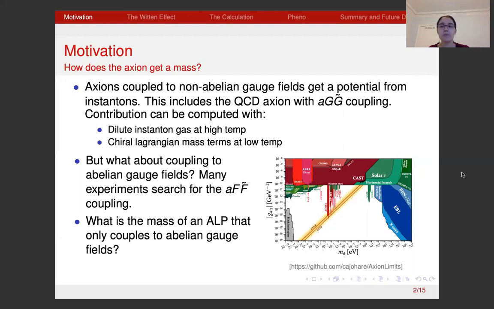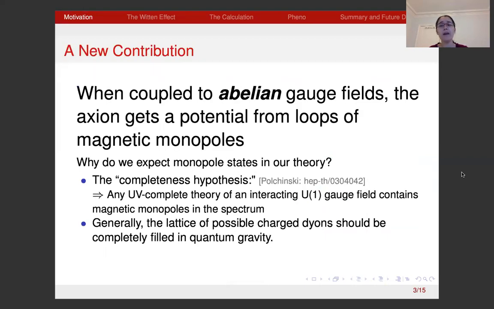But what about the case where we have an axion that only couples to abelian gauge fields, in particular an axion-like particle that only couples to abelian gauge fields? Do we know anything about its mass in that case? That's what the goal of our paper is to answer. And what we find is that there is a new contribution from the coupling of the axion to abelian gauge fields. In this case, the axion gets a potential from loops of magnetic monopoles.